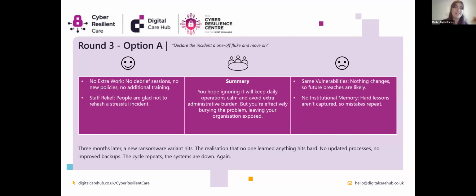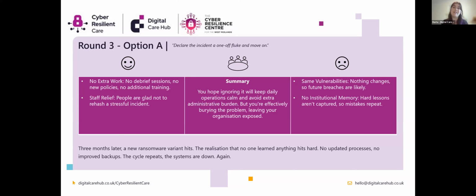Option A, declare the incident a one-off fluke and move on. I won't spend too much time on this. Of course, there are no debrief sessions, no new policies, no additional training. People are glad that it's over and you just move on. You obviously hope ignoring it will keep daily operations calm and business as usual. But you're effectively burying the problem. You're not tackling the root cause of what has happened, so you leave your organization exposed to future problems and future attacks.